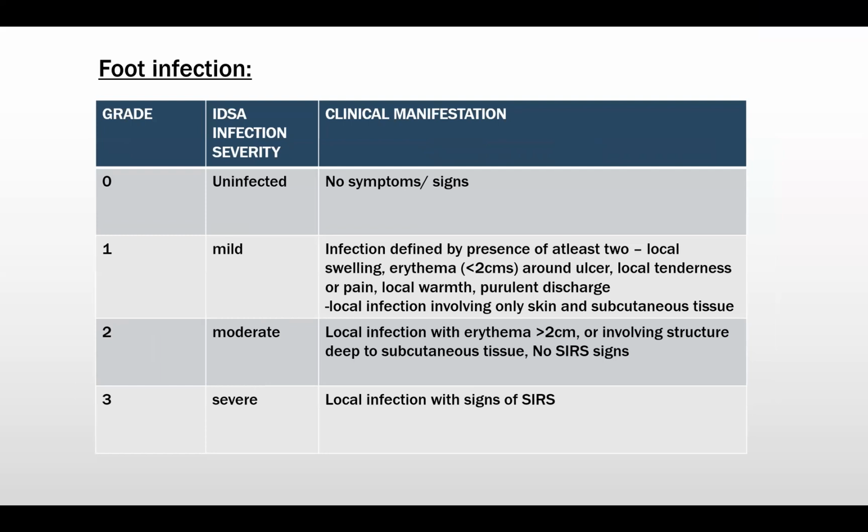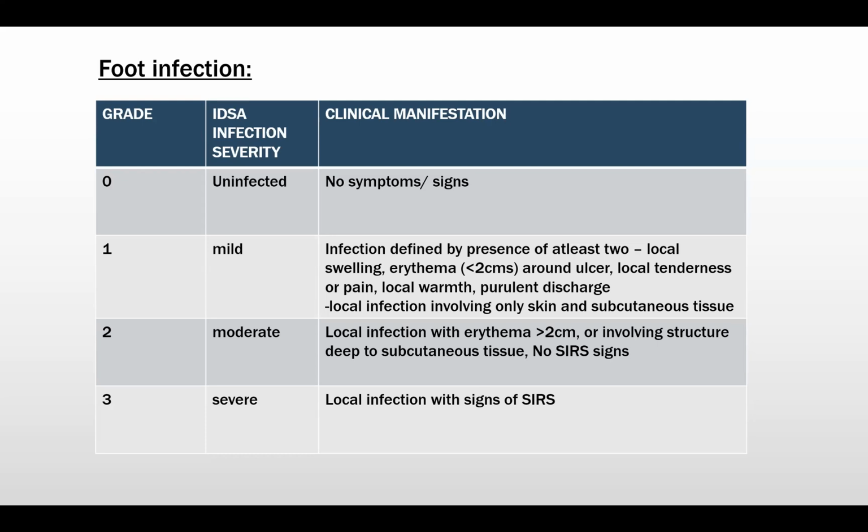And similarly, foot infection is also graded into 4 categories. In grade 0, it is uninfected and there will be no symptoms or signs. In grade 1, there will be mild infection, and infection is defined by presence of at least 2 of local swelling or erythema around the ulcer, or local tenderness or pain, or local warmth or purulent discharge. And the infection will be only involving the skin and subcutaneous tissue.